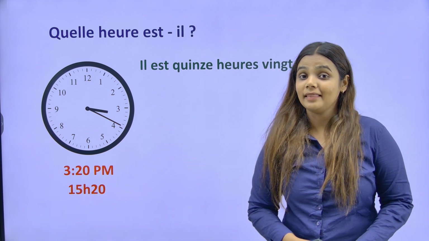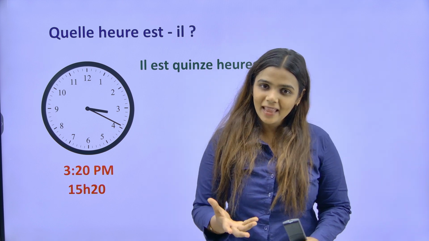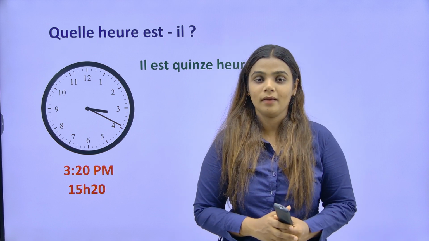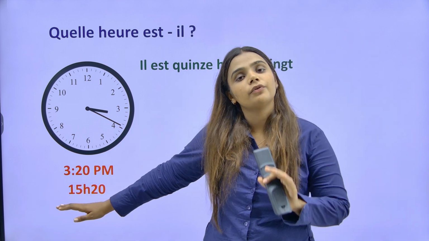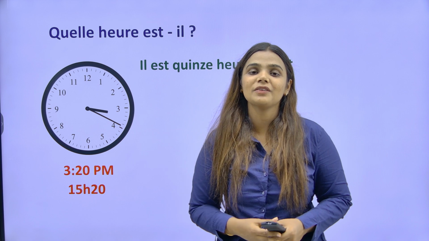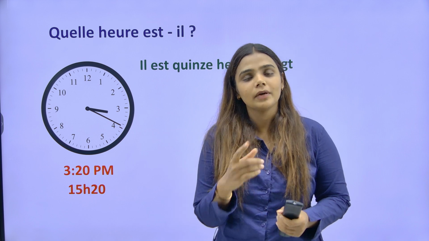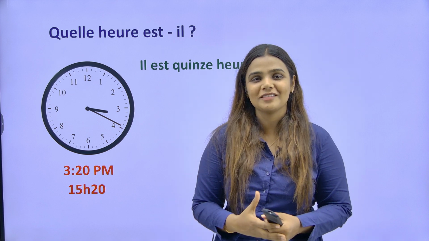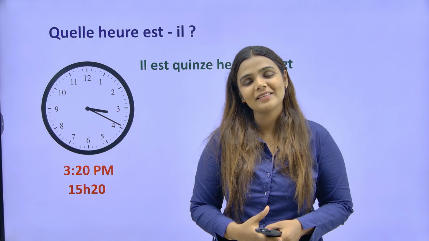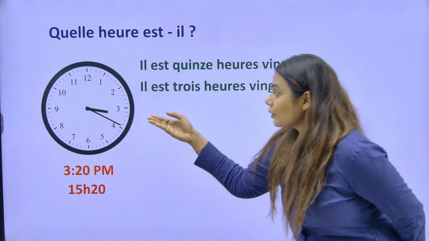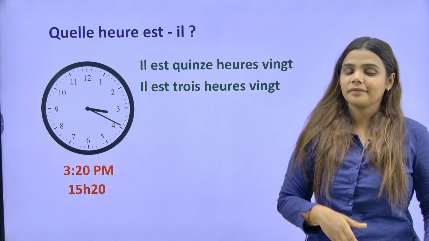Now, while saying the time in French, you can also use the 12-hour clock. For digits, you use only the 24-hour clock, but while saying, you can also use the 12-hour clock. Preferably, people use the 24-hour clock, but you can also use the 12-hour clock. So how am I going to say this in the 12-hour clock? Yes, I will be saying il est trois heures 20.